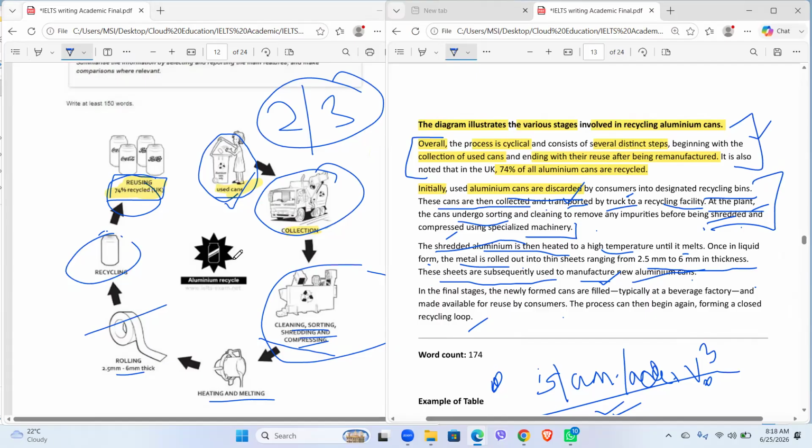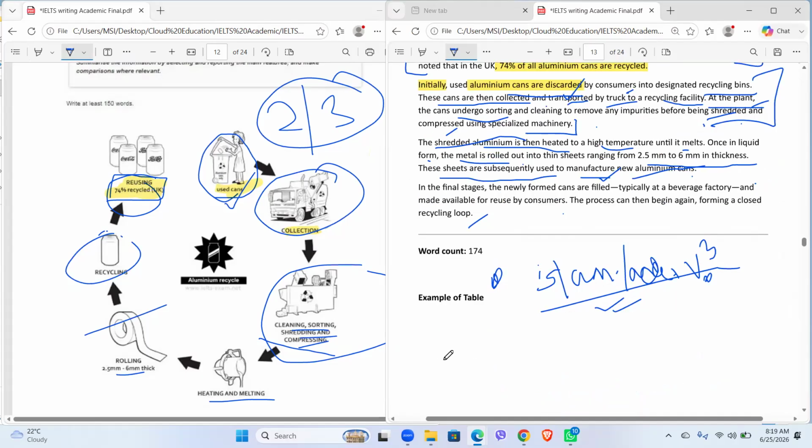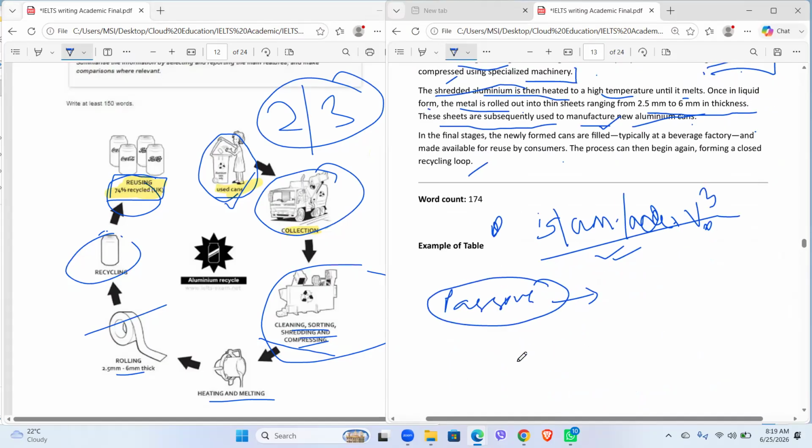So normally, in this part, we use simple present passive sentences. So why is the passive sentence used? Why is passive used? Why is active used?